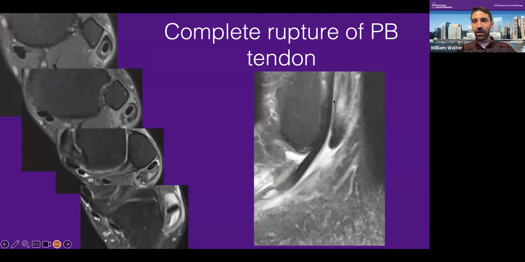Here's an example of an uncommon tear, but certainly possible, a complete rupture of the peroneus brevis tendon here. So we'll look at this. This is the normal peroneus longus tendon, this black ovoid structure as I move distal from the fibula down to the fibular tip and below the fibular tip. Around it here is the torn split tear of the peroneus brevis tendon.